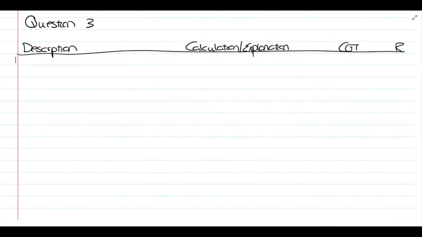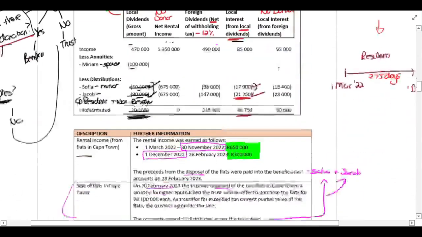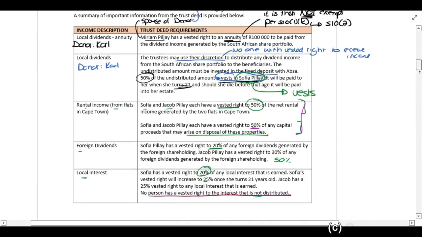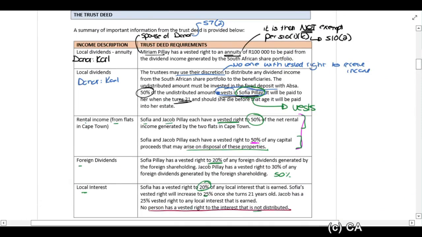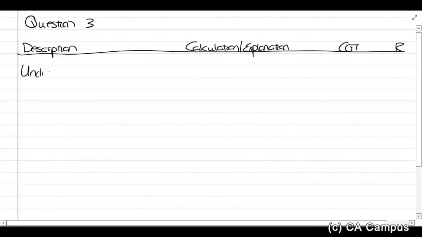Okay, so when we're looking at the trust, remember we have to look at these amounts which were undistributed. So that's the only amounts they can get taxed on. So the first thing is this undistributed income, the local dividends. I'm just reminding you the trust deed said that 50% of that amount must go to Sophia, and then the other 50% doesn't go to anybody. But Carl was already taxed on that. So I'm just going to make the comment here, undistributed income.